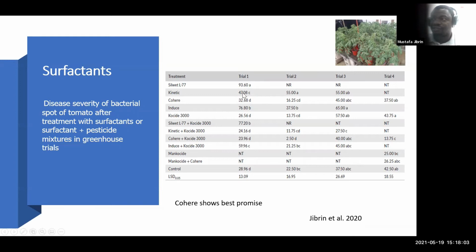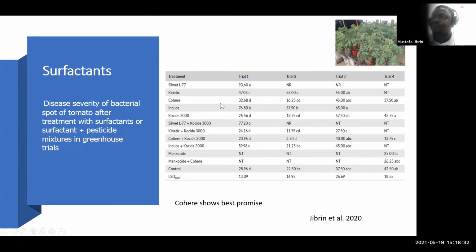For example, Silhouette was the most surprising of these. In our first trial, we found that the disease level was around 93% of the leaf surfaces. In the second, third, and fourth trials, we couldn't even measure. It caused burn on the plants at the MIC level. So it was not even advisable to use it alongside the chemicals.